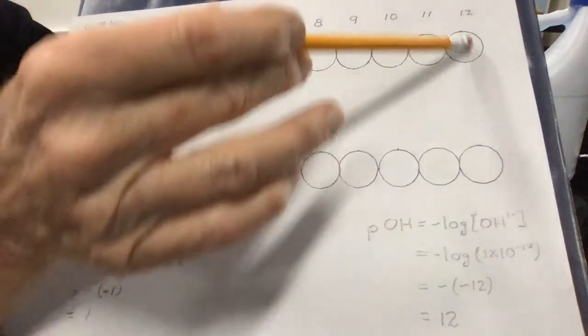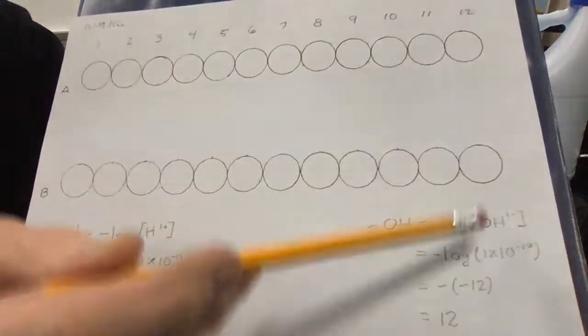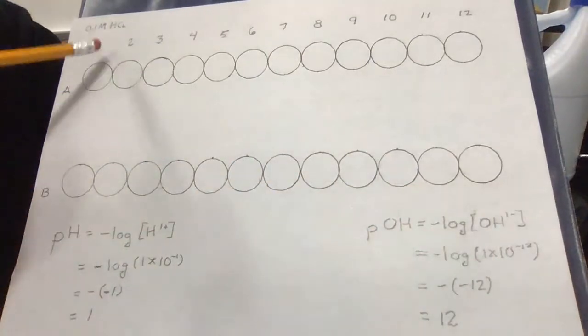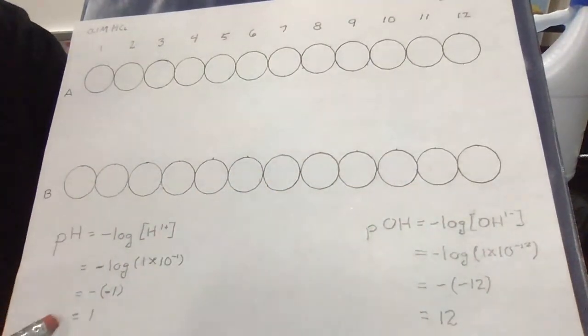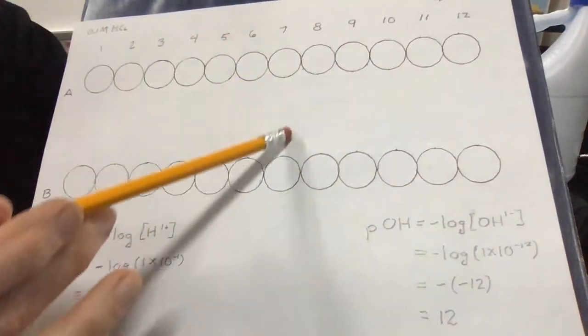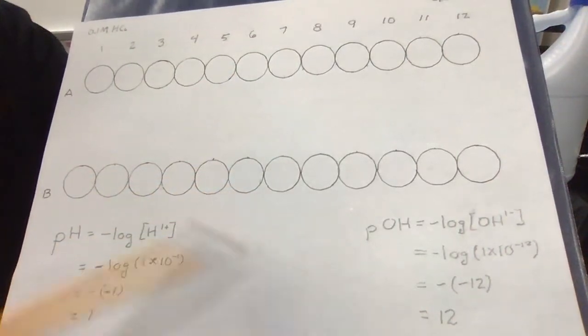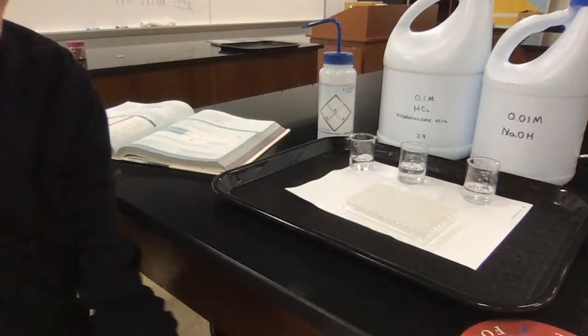So everything in this column here, and I have 4 sets of these, everything in this column is a pH of 12, everything in this column is a pH of 1, everything in the middle, which has no acid or base in it, is a pH of 7. And I did that pretty easily by the serial dilution.